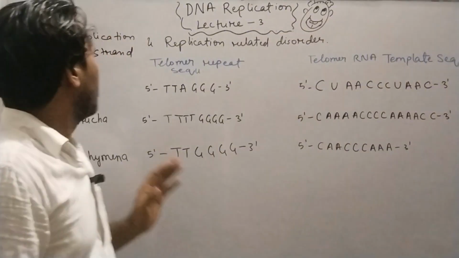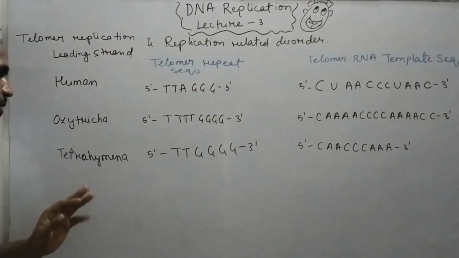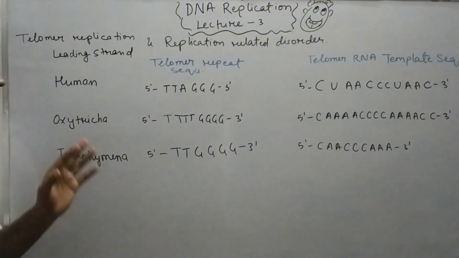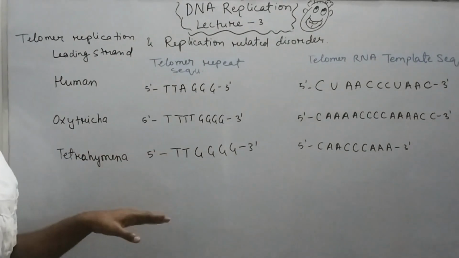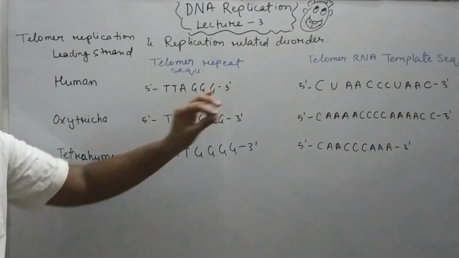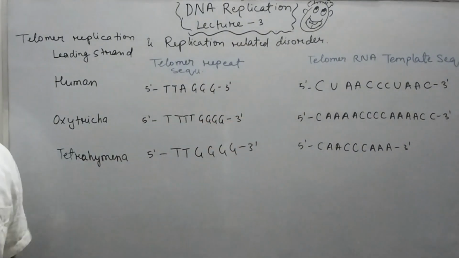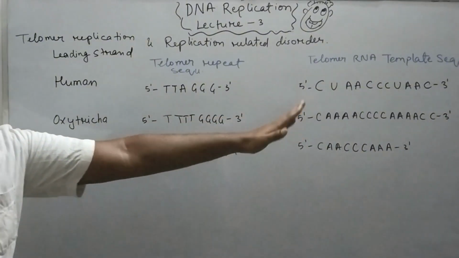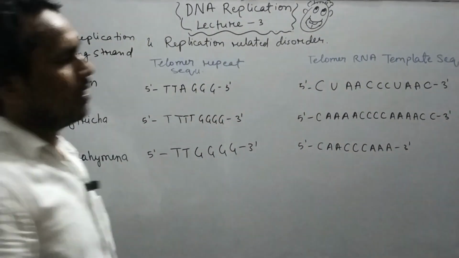Human, Tetrahymena, and these all are the different types of organisms which have a different type of repeated sequence and the telomere RNA template sequence. What is this telomere RNA template sequence? It is under the telomerase. This is under the telomerase.